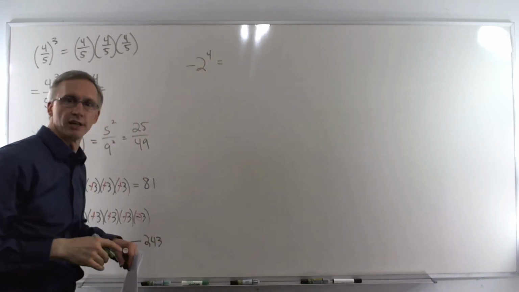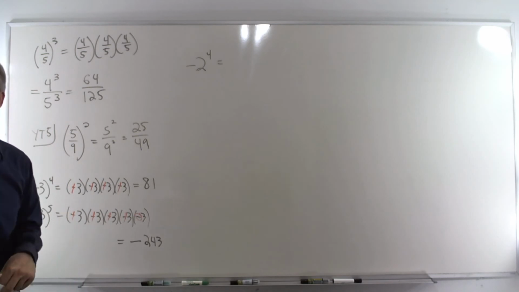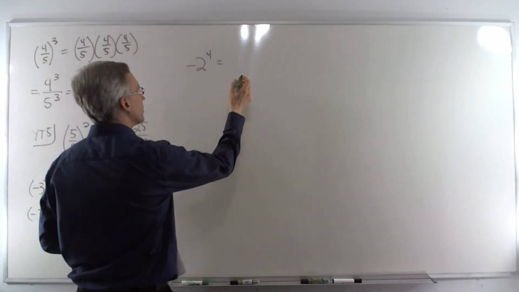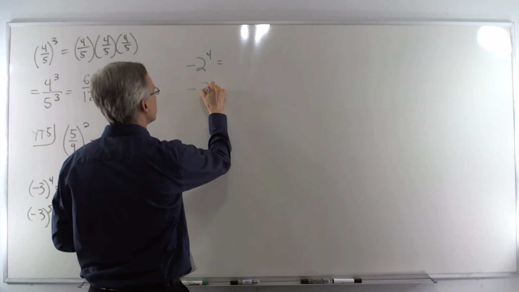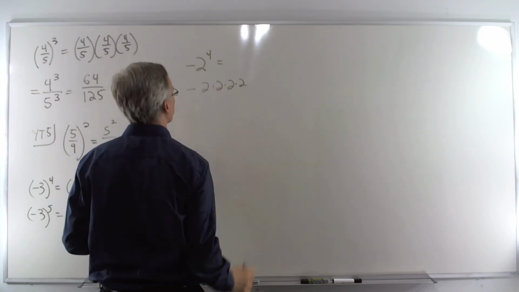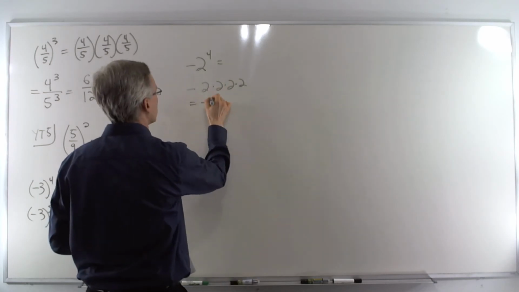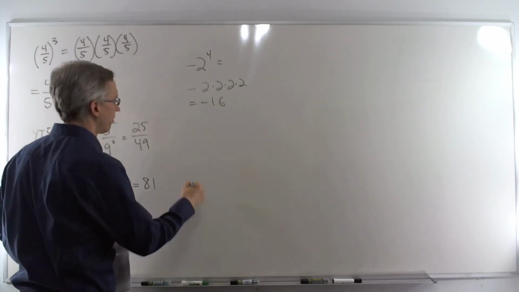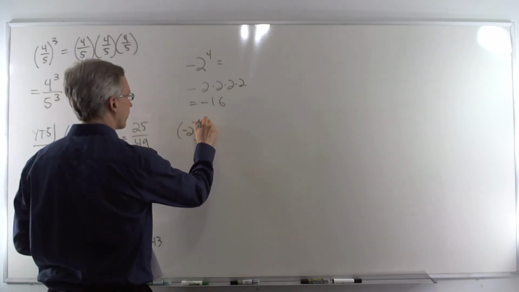That negative is just like a -1 out front that we're going to multiply by at the end. So this is the same as -2 times 2 times 2 times 2, or -16. Compare that with (-2) to the 4th.